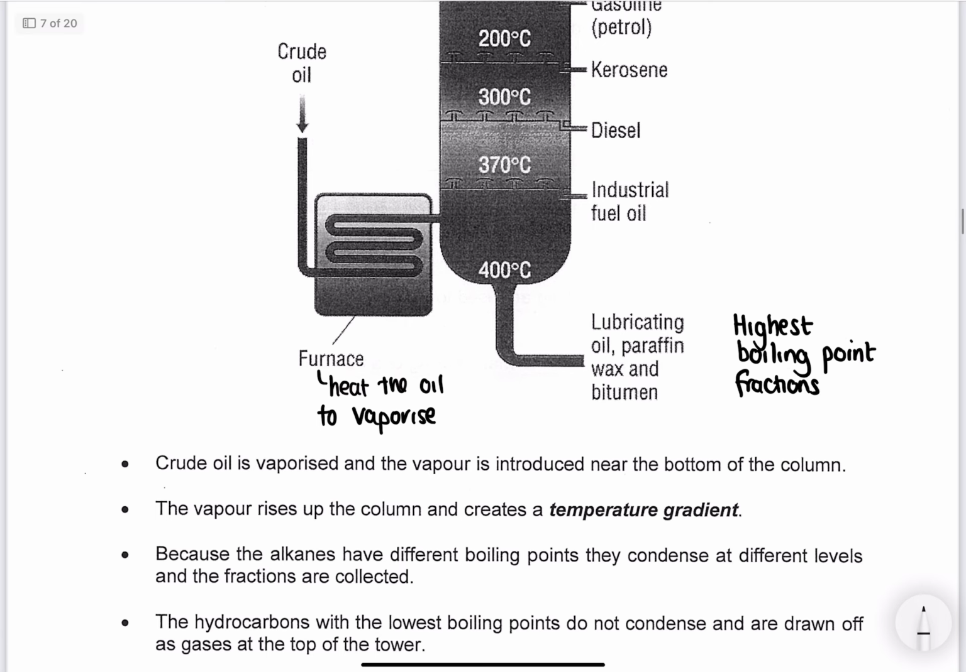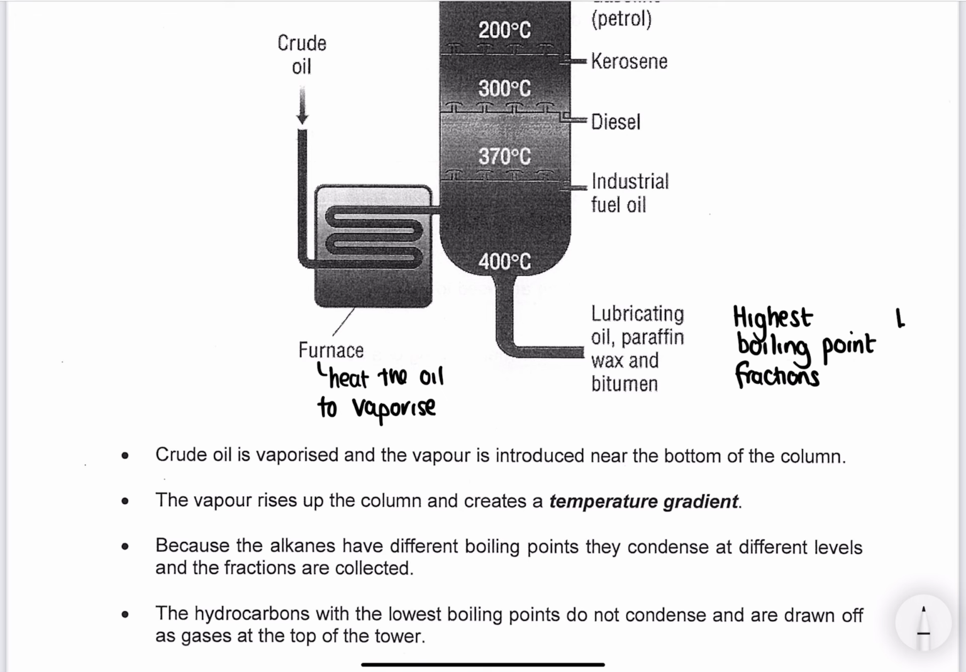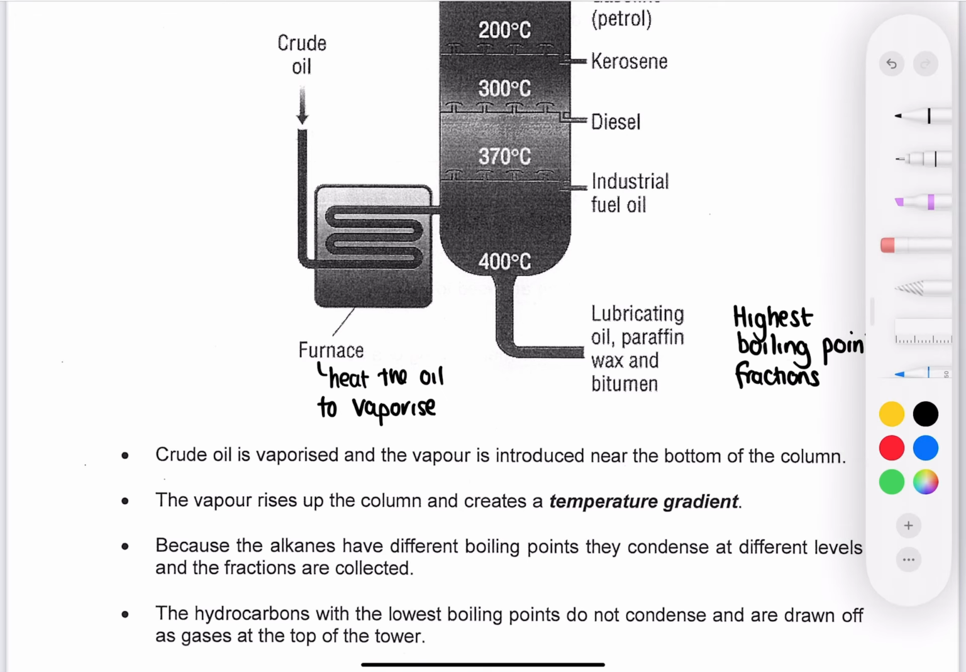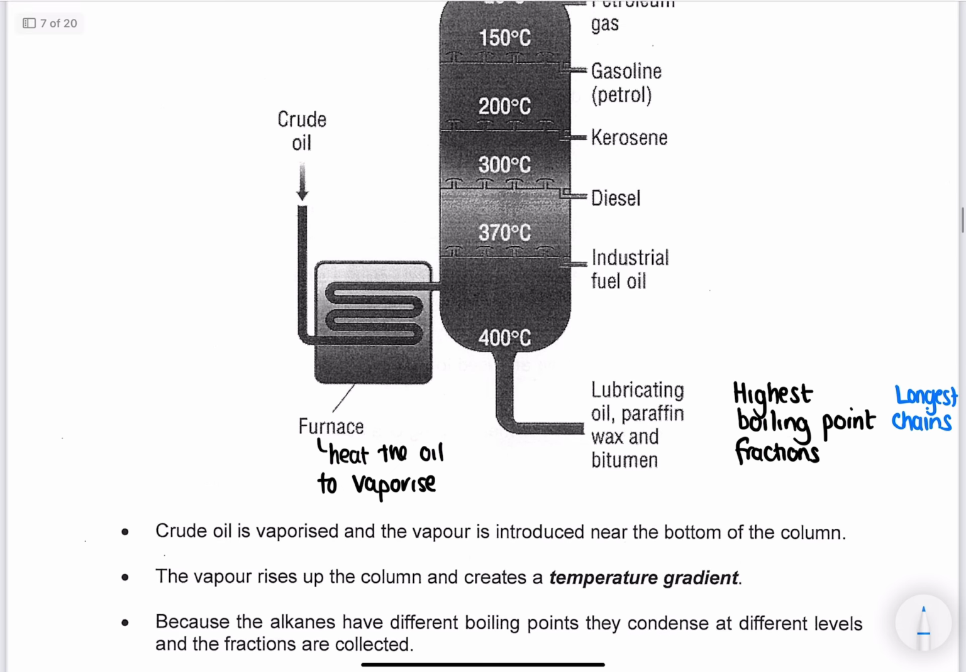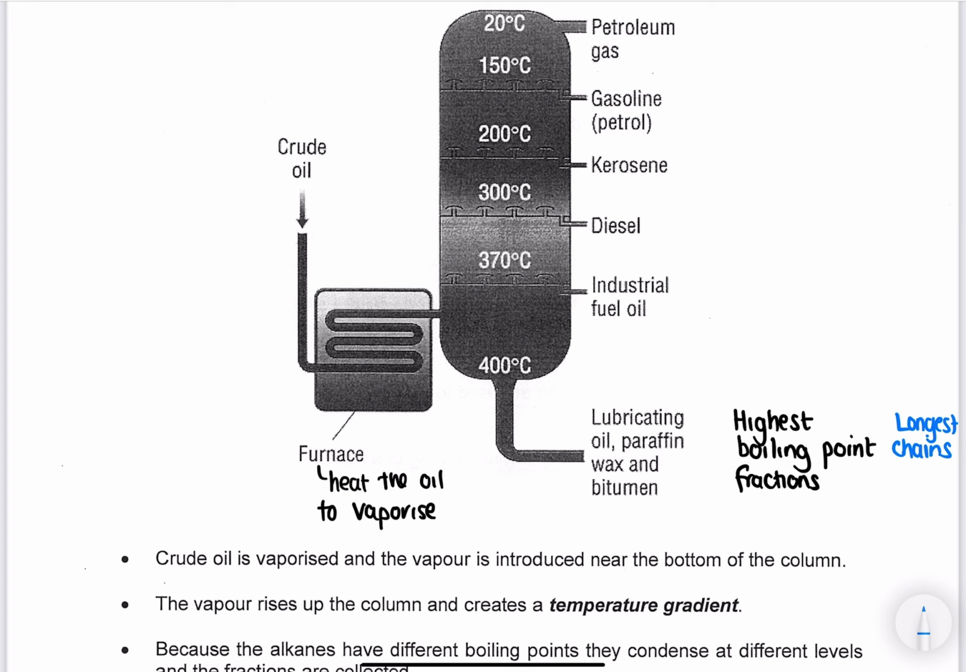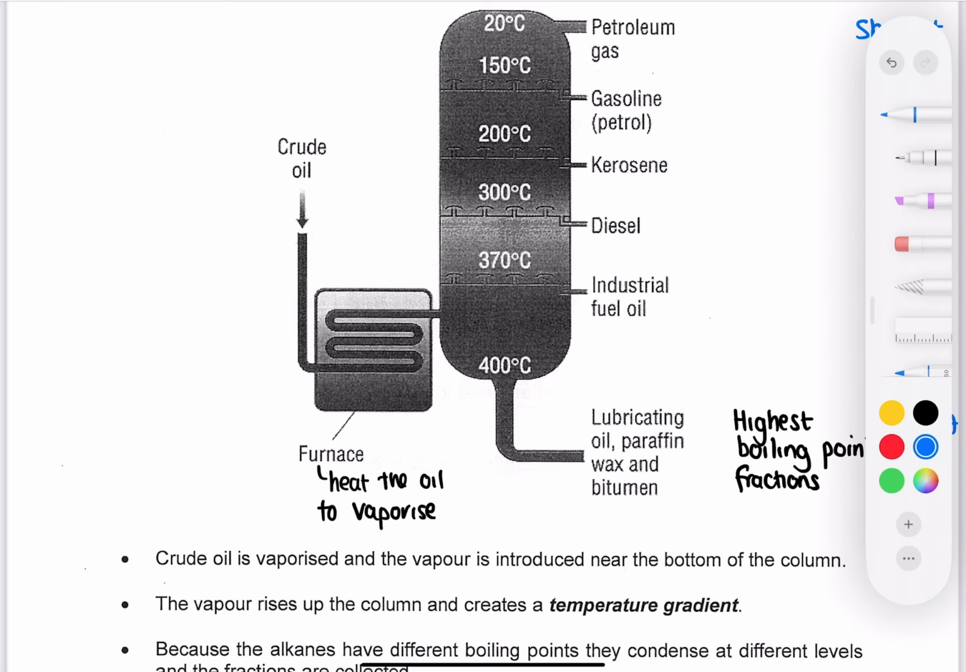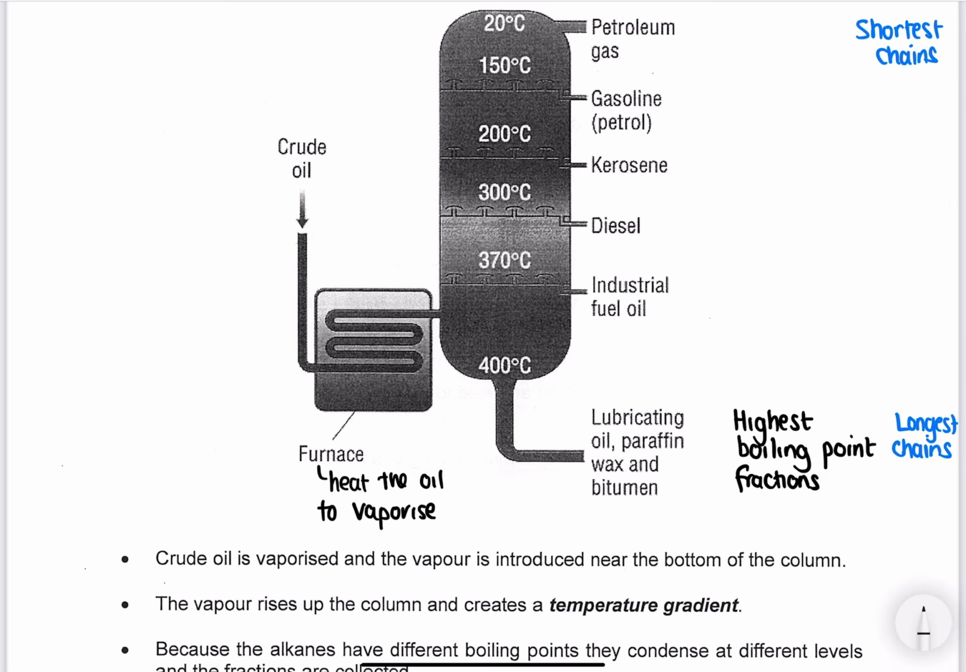And the highest boiling point fractions are the longest. In fact, let me just change colour so that we can separate it. These are the longest chains, because we've seen in a previous bit of work that the shorter chains have lower boiling points. So at the very top, we've got the shortest chains, the things that are gases at room temperature, and that'd be things like methane, ethane, propane, and butane. And they have the lowest boiling points.